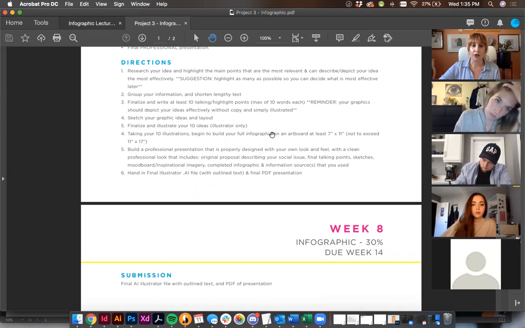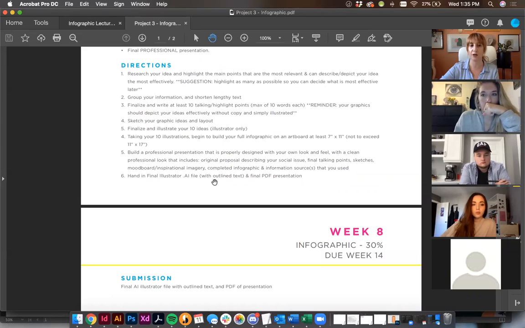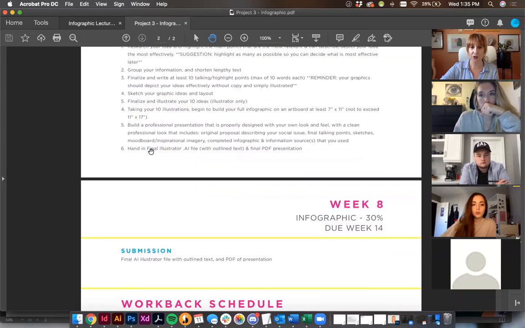So your original proposal, I'd like it to be designed a little nicely, instead of just plunking in your actual proposal. Maybe just lay your information out a little bit differently. Your final talking points, your sketches, any inspirational imagery, etc. And then you're going to hand your Illustrator file in and that PDF.